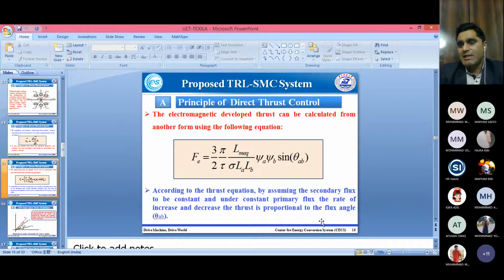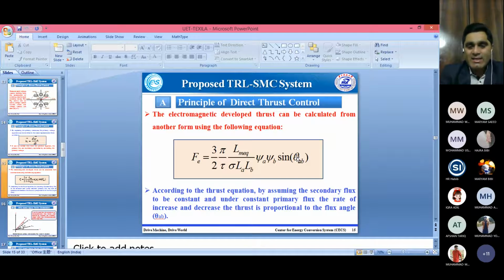The electromagnetic developed thrust can be calculated in another form by using the following equation, for example this equation. According to the thrust equation, by assuming the secondary flux to be constant and under constant primary flux, the rate of increase and decrease of thrust is proportional to the flux angle. This is the flux angle.